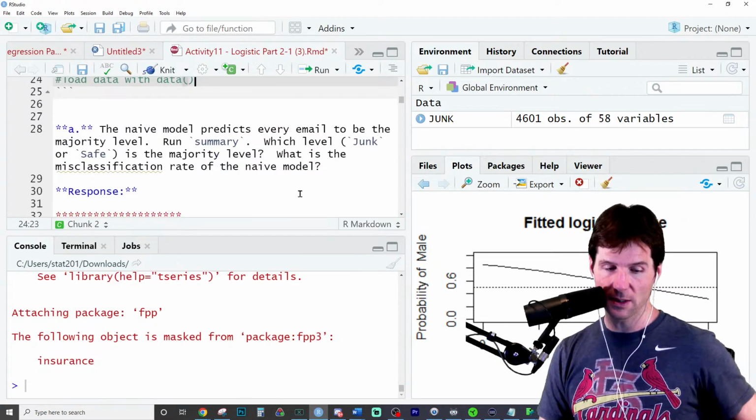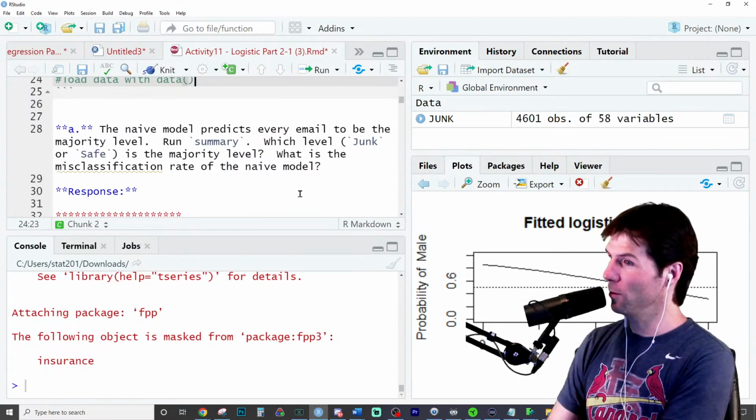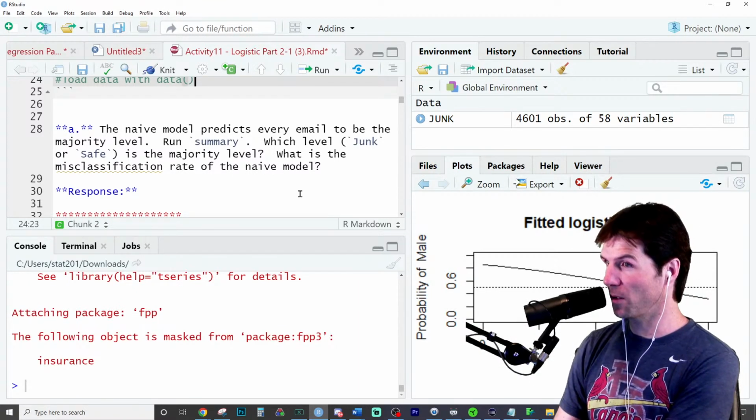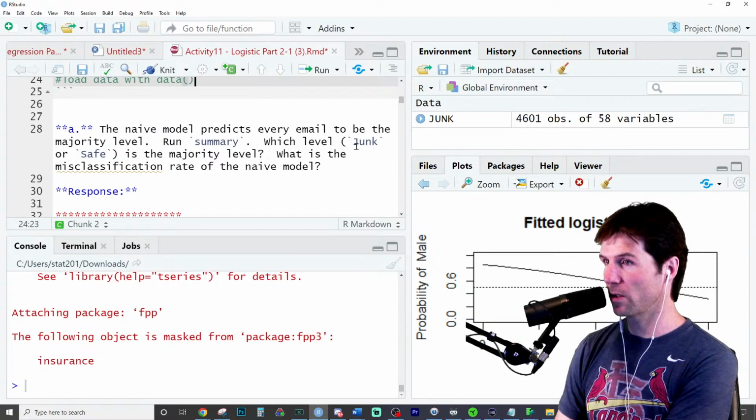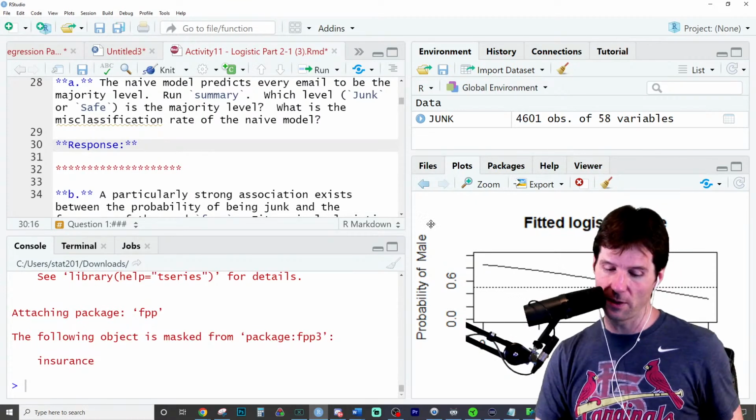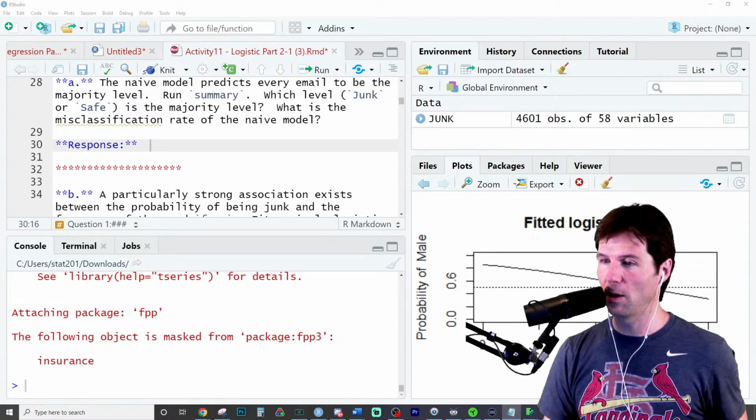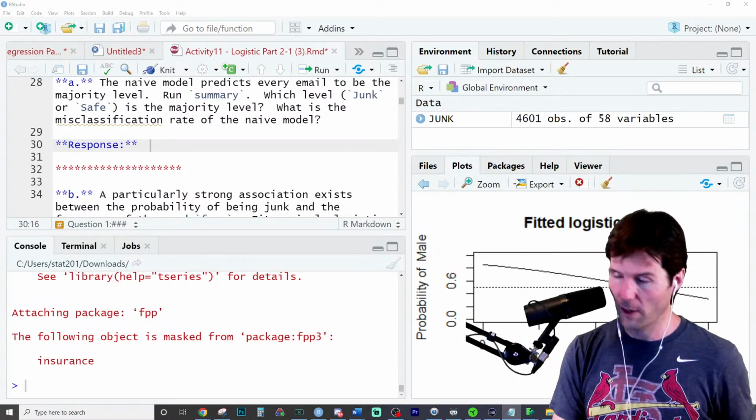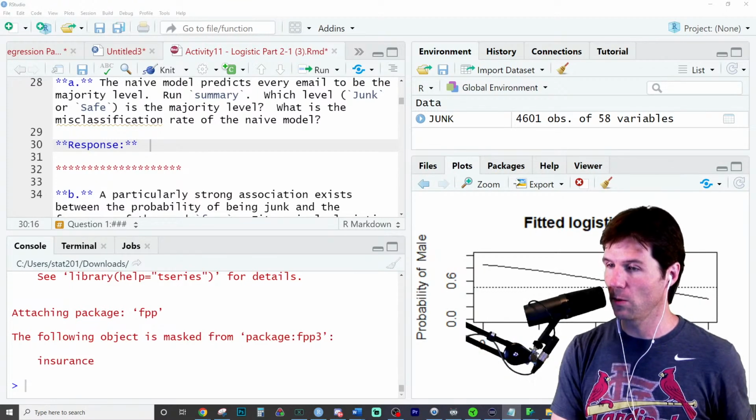So we got the junk data set loaded in. The naive model, we were just covering that moments ago, predicts every mail to be the majority level. Run summary to see which level of junk or safe is the majority level. What is the misclassification of the naive? And this is such a great test question right here. So let's go ahead and put a timestamp right here and put question 1. So we got 5 minutes in. Question 1.